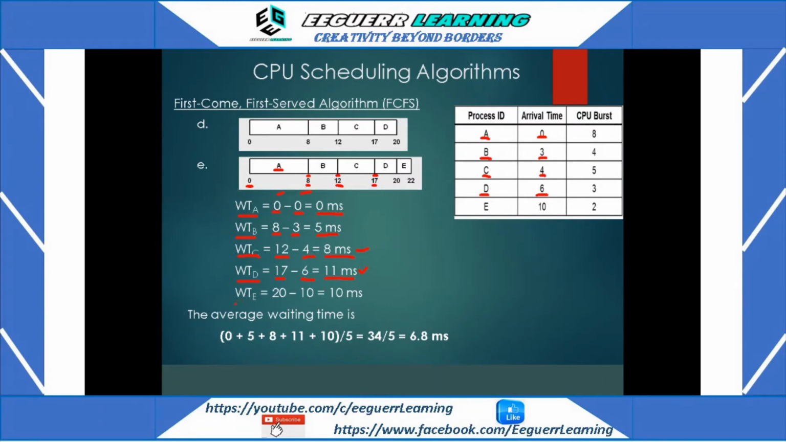And let's go to the last waiting time, of process E. So let us look at the tail of process E, which has the value of 20, and place it here. Let us look at process E and its arrival time, which is 10, and place it here. We can now subtract: 20 minus 10 gives us 10 milliseconds, so the waiting time of process E is 10 milliseconds.